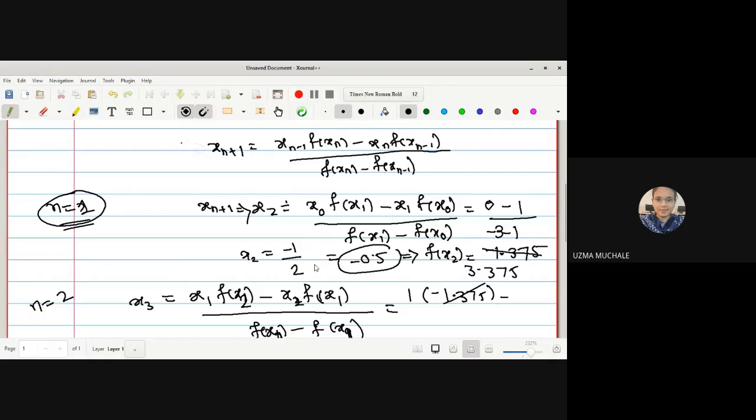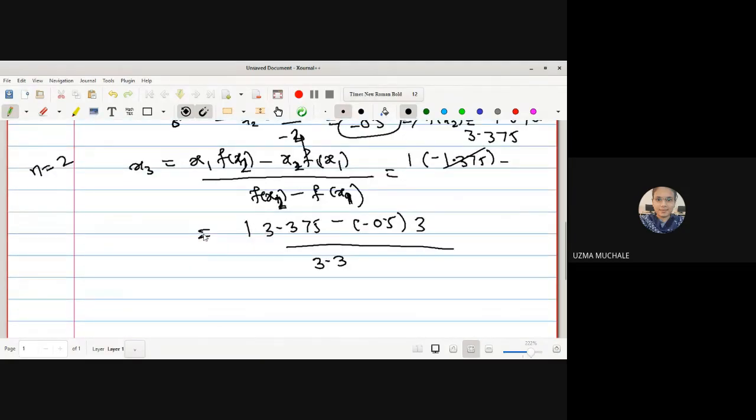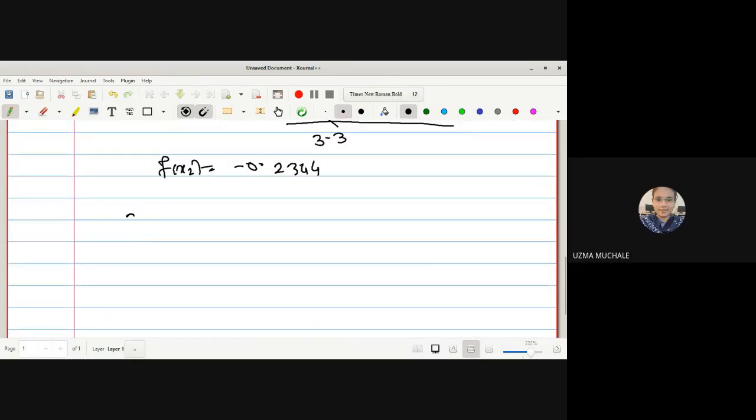The value of x2 will be now, as it is minus 3, it will be minus 1 by 4. So value of x2 will be equal to 0.25. Okay, so value of x2 is 0.25. So corresponding value of f of x2 will be equal to minus 0.2344. Okay. Now let us find out the value of x3 from this.